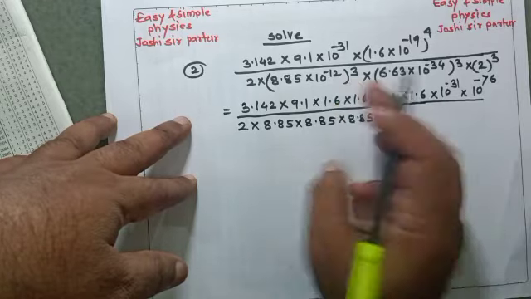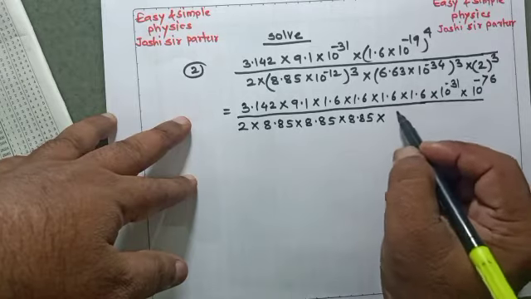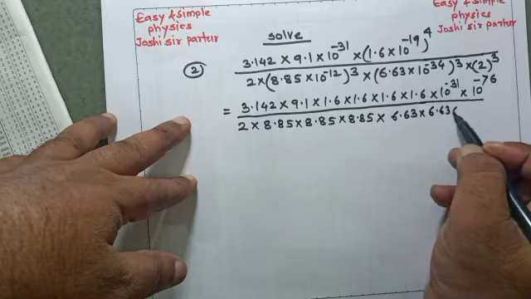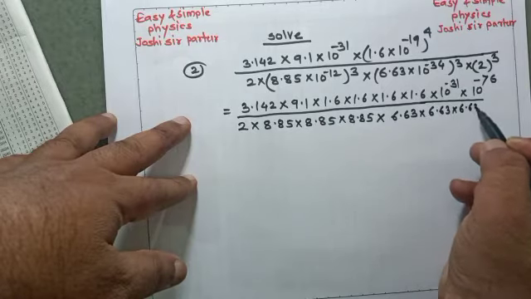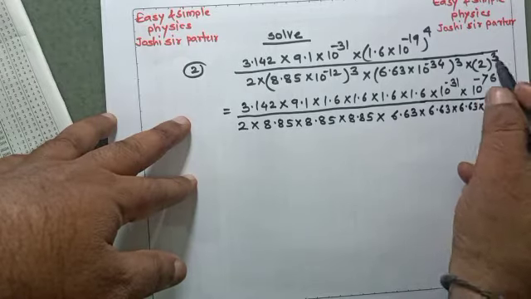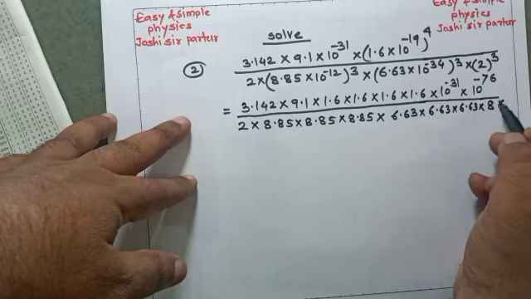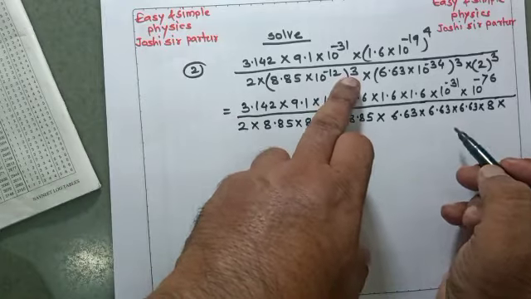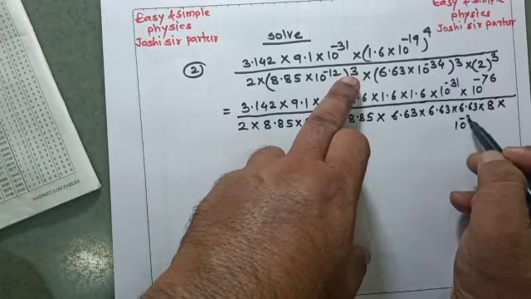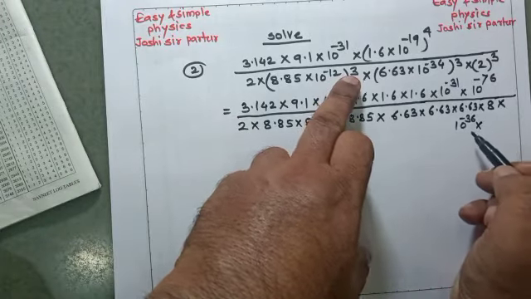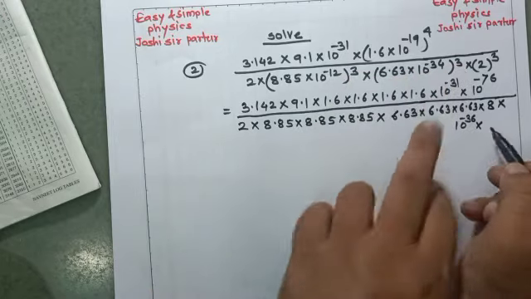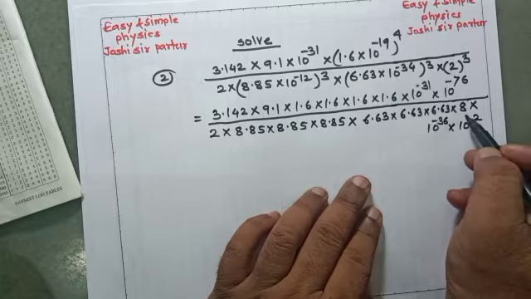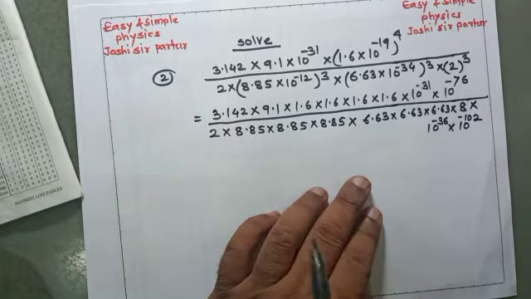Because cube is there, multiplied by 6.63, multiplied by 6.63, multiplied by 6.63, multiplied by 2 cube, that is 8, into 10 power. 10 power means minus 12 into 3, that is 10 to the power minus 36, multiplied by minus 34 into 3, that is 10 to the power 12, 1 is remaining, so minus 102.